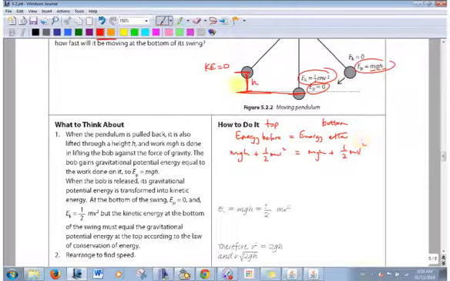But what do we know at the top? Kinetic is 0. So I can ignore that, scratch it off. And what do we know at the bottom? The height is 0, therefore the potential is 0 at the bottom. So all I have left is mgh is 1/2 mv squared. This is the top and this is the bottom.